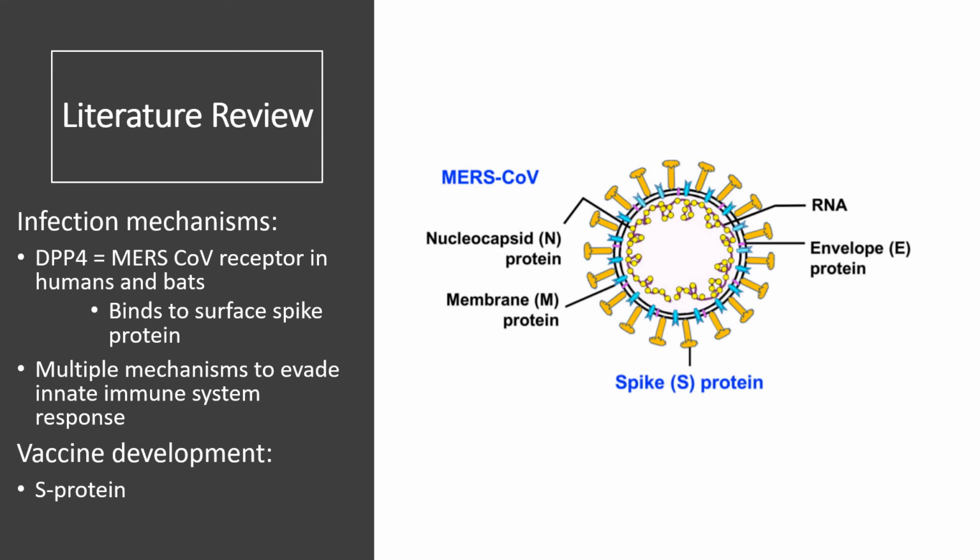Due to S protein's role in infection and pathogenesis, it serves as a good target for vaccine development. S protein has been found to induce a strong antibody response in animals. As of yet, there is no MERS vaccine approved for humans, although 2 S-based vaccines are scheduled for clinical trials.